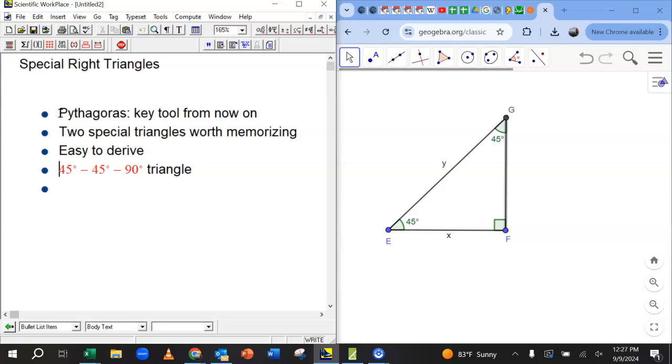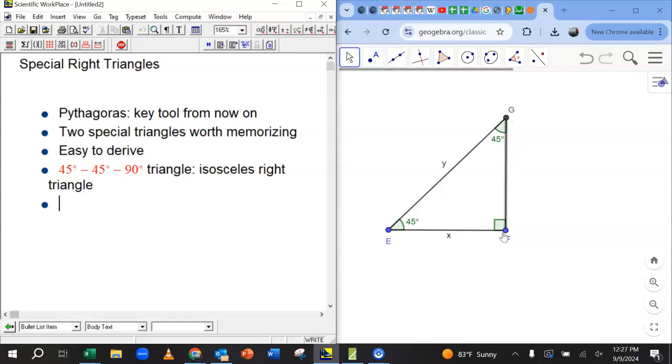Easy to derive these guys, so we'll just jump into what's called a 45-45-90 triangle. So clearly, if you have a right triangle, that's why Pythagoras is going to apply, and this angle, say at E, is 45 degrees, then you know that the other angle has to be complementary to that, and of course that also means it's also 45 degrees. So in particular, this is not just a right triangle, this is an isosceles right triangle. So that's another name for a 45-45-90.